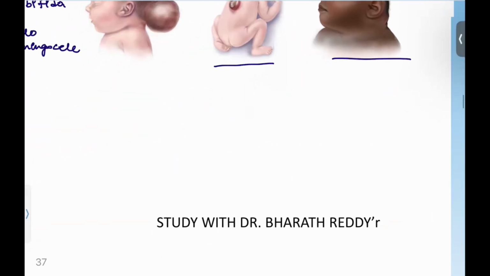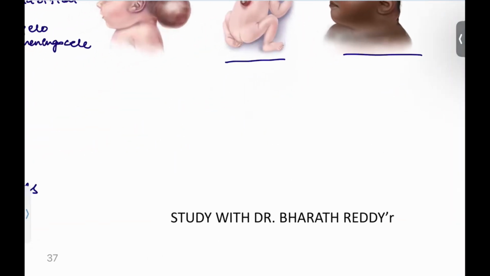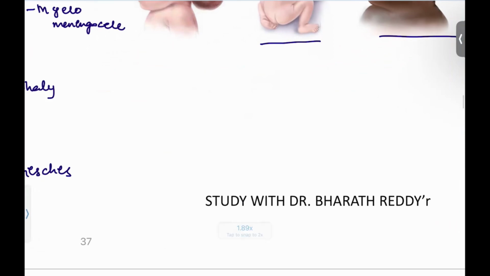So this is directly proportional to the risk of neural tube defects in a mother with diabetes mellitus. And what is the treatment to prevent neural tube defects? We have to start the patient on folate. Folate should be given to each and every pregnant patient in the first trimester. What is the normal dosage? You have to give 400 micrograms per day.